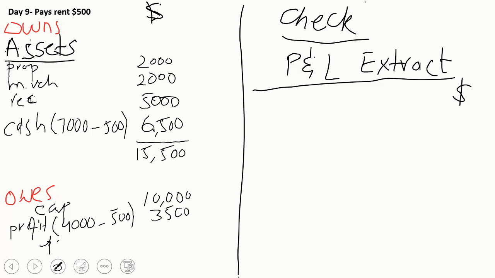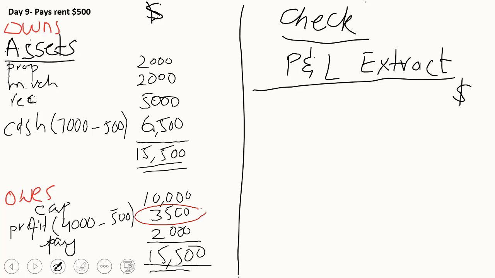Payable was now, the new payable was 2,000 and it is 15,500. So now I will check this amount here, 3,500.